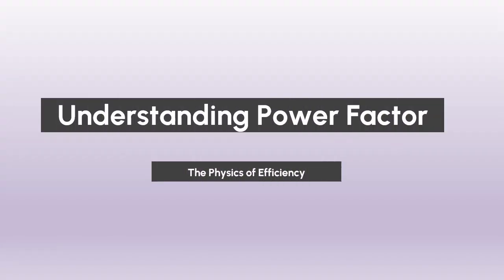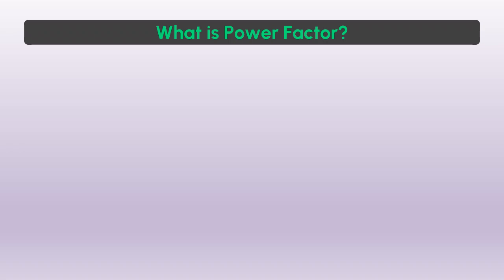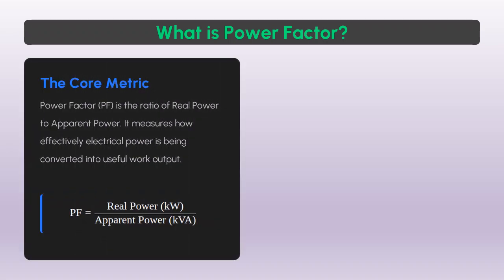Section title. First, let's strip away the jargon and establish exactly what we are measuring when we talk about power factor. What is power factor? At its core, power factor is an efficiency ratio. It measures the relationship between real power, measured in kilowatts, which is the power doing actual work, and apparent power, measured in kVA, which is the total power supplied by the utility.